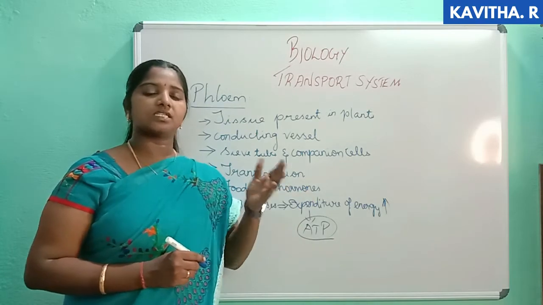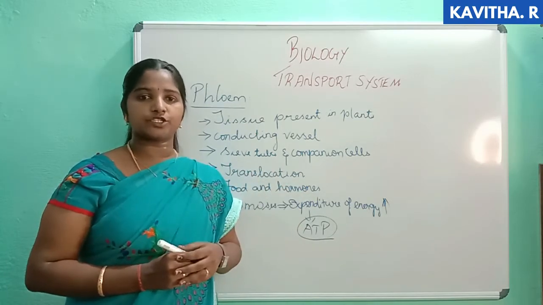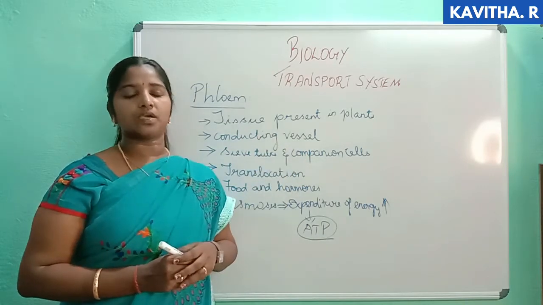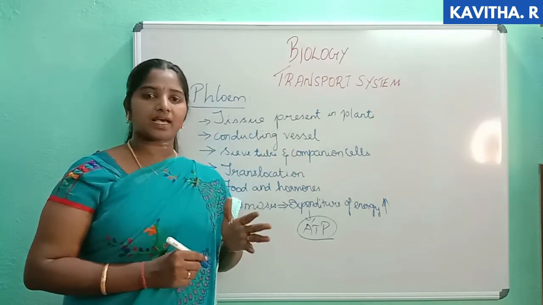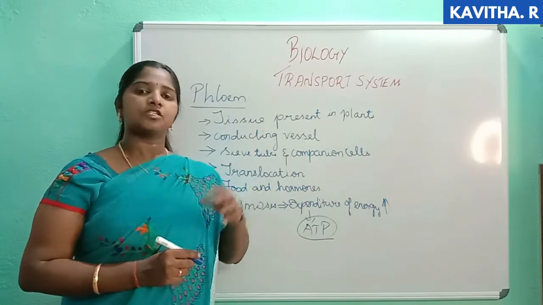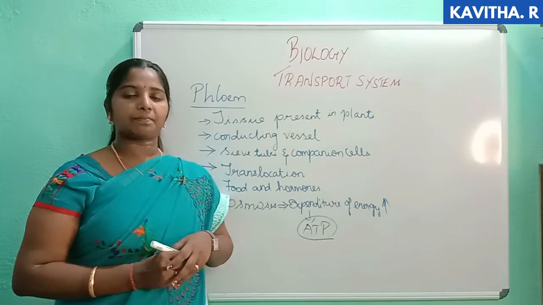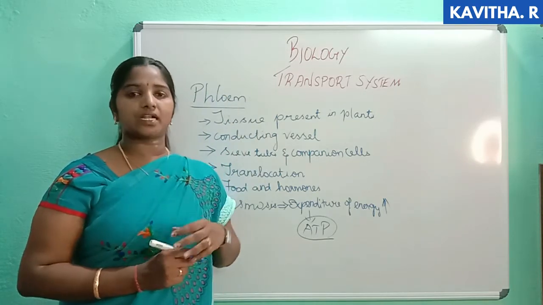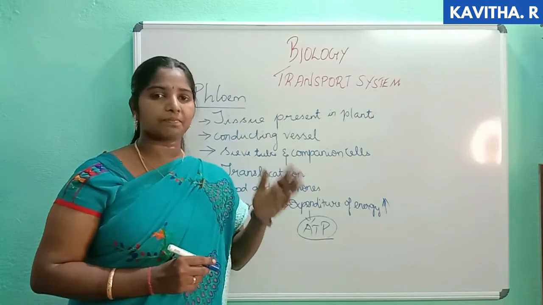Xylem vessels and xylem tracheids are dead tissue, but unlike that, phloem has living cells, and it moves materials in all directions unlike the xylem. Xylem transport takes place only in the upward direction. There we have seen what is ascent of sap. Ascent of sap means the movement from downwards to the upward direction, and it is called ascent of sap in xylem.